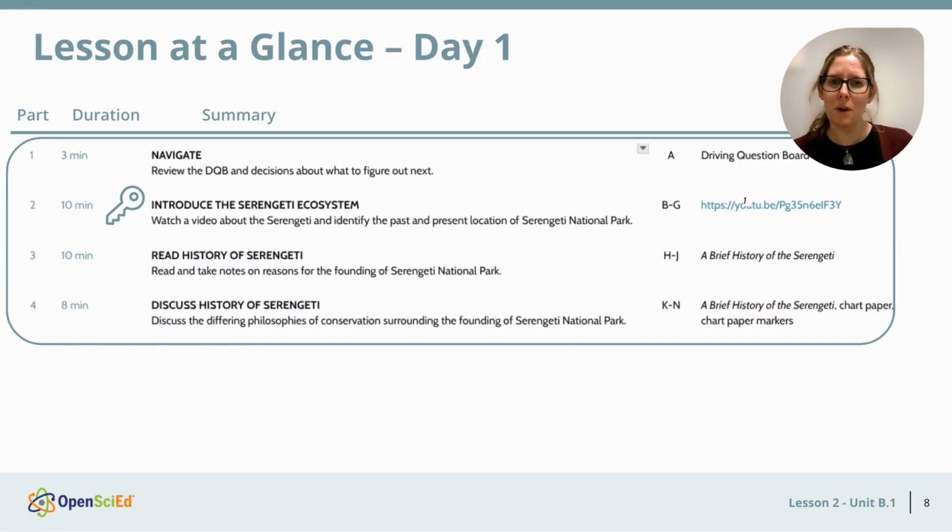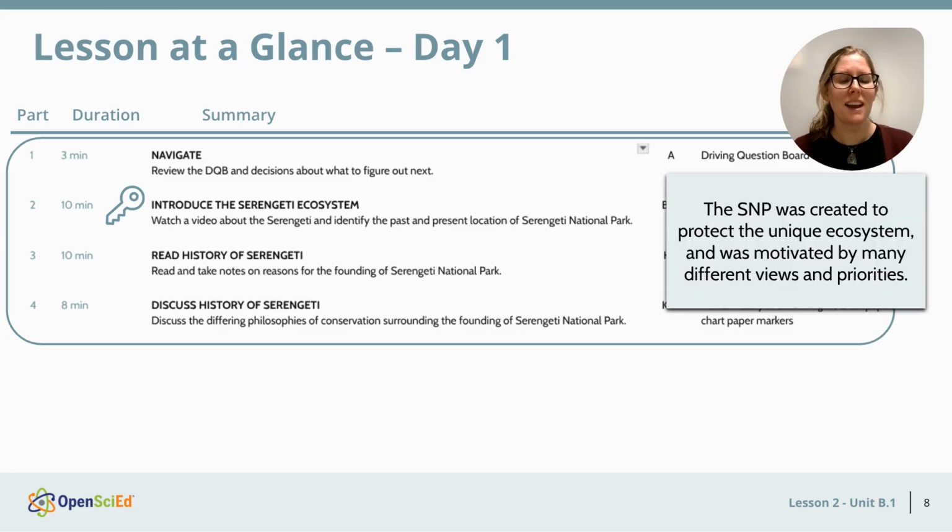We've got 1 key moment in this chunk. And again, it's all about introducing the Serengeti and its history. Here, the students are going to be figuring out that the Serengeti National Park was created to protect the unique ecosystem, and its creation was motivated by many different views and priorities. The students are going to be introduced to the idea of different stakeholders and how at times not all stakeholders' needs or wants are always taken into consideration.